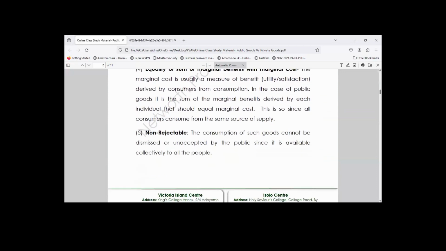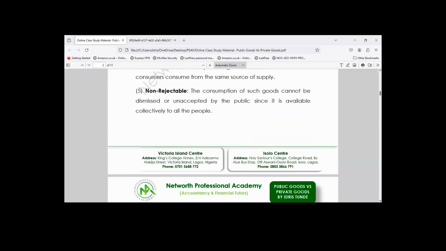Non-rejectable. Another feature of public good. There are some public good consumer cannot reject. You have to consume it either by force or fire. Example, climbing of pedestrian bridge in an express road. You cannot reject it and say you want to cross the road. At that particular point in time, if you want to pass to the other side, you have to climb the bridge. You don't have right to cross an express road. You can't reject it. You have to climb it, it's compulsory.